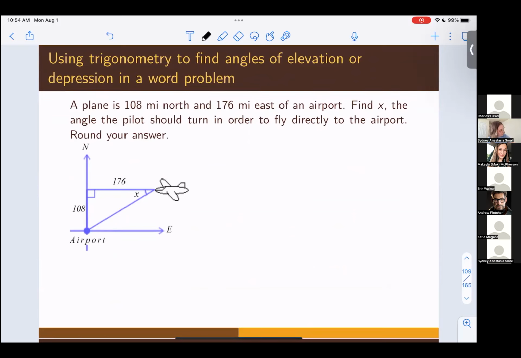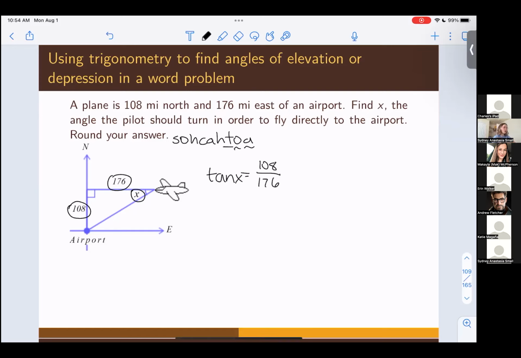Okay, here's x. I have the side opposite of it. I have the side adjacent to it. SOHCAHTOA. Tangent is opposite over adjacent. Perfect. I think I should use the tangent function. So I don't know x, but I know that the tangent of x is equal to the length of the opposite side, which is 108, over the length of the adjacent side, which is 176.